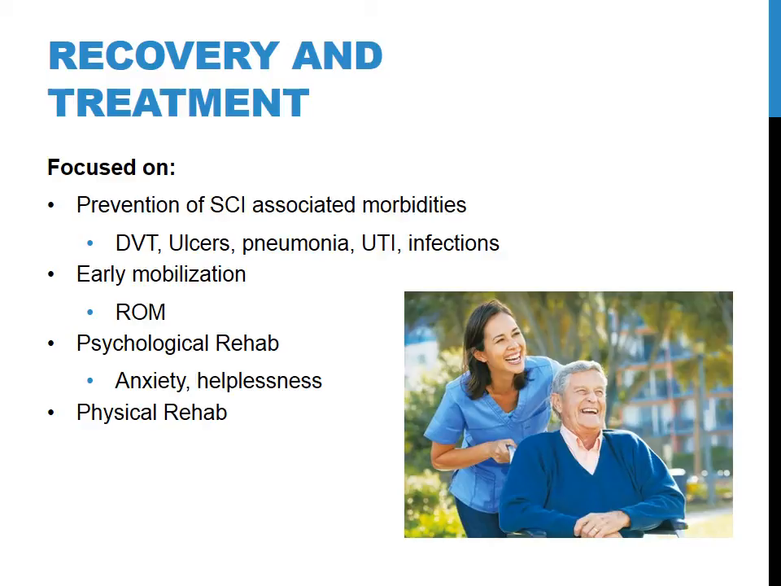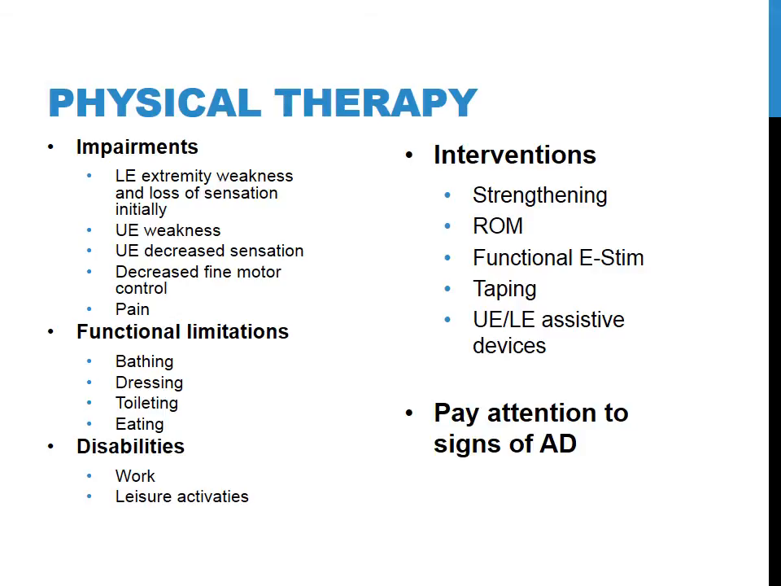And then physical therapy or physical rehab comes next. Hopefully you have an idea of how important physical therapy is for these patients. There's a lot that physical therapy can do. On the left, there are listed impairments, functional limitations, and some disabilities, and then the interventions that we can do to help these patients. The main goal is to preserve the range of motion, prevent contractures, preserve what they have, and preserve the strength that they have.